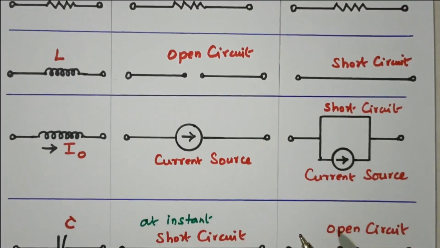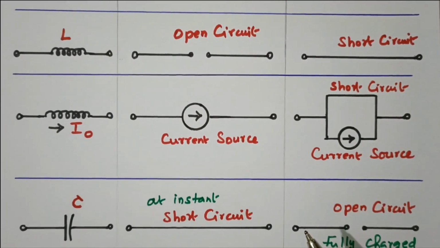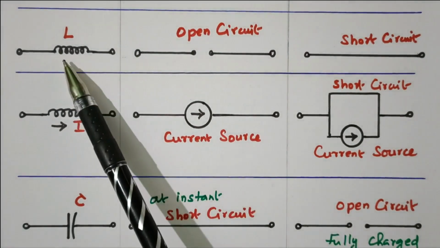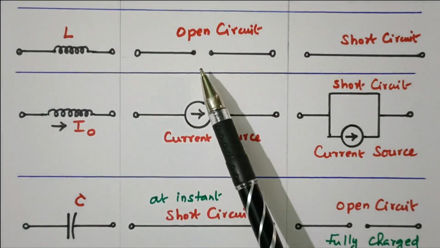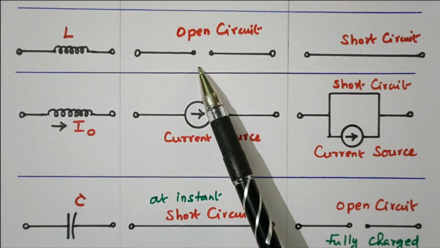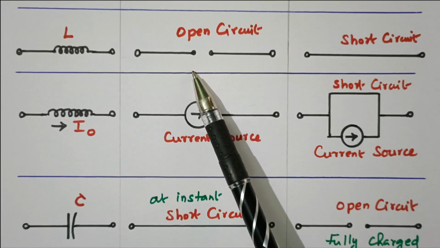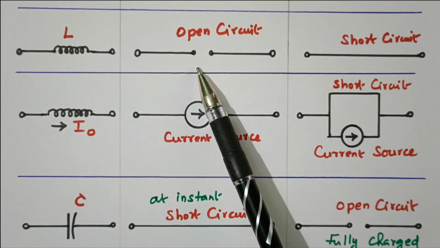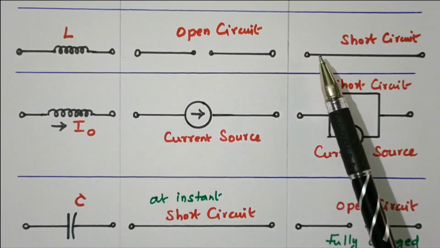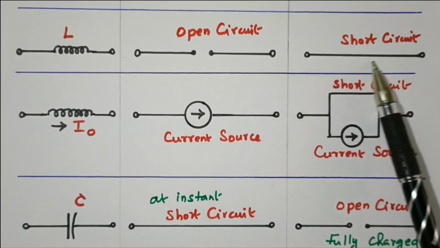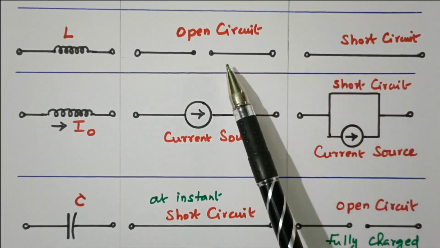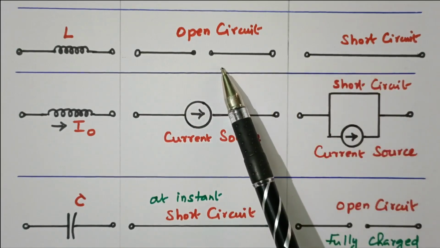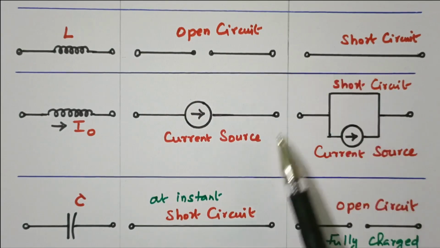Right. Now we'll go to the inductance. What will happen to the inductor? Immediately after closing the switch, it acts as an open circuit because the inductor will not allow sudden change in current. While applying the DC voltage, it acts as an open circuit. After steady state, it acts as a short circuit. Immediately after closing, it acts as an open circuit, thereafter a short circuit.